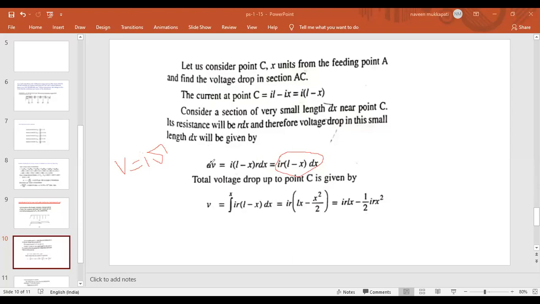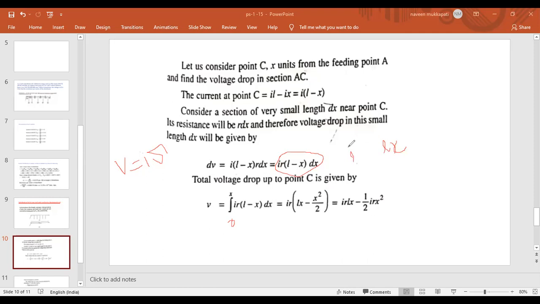Therefore, the total voltage drop up to C is V equals the integral from 0 to x of I R into (L minus x) dx. What is the integration for that constant? That is Lx. What is the constant in this equation? That is I into R. I into R is the constant.